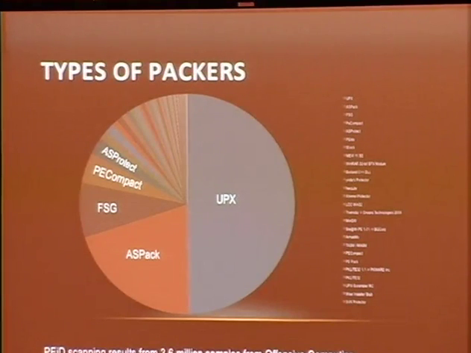As far as packers, I run the website Offensive Computing, and based on about 3.6 million samples of those that are packed, this is typically the breakdown. Primarily UPX is the most predominant packer out there, followed by ASPack, FSG, PECompact, and ASProtect. So does anybody have an idea why UPX is roughly 50% of all packed malware?